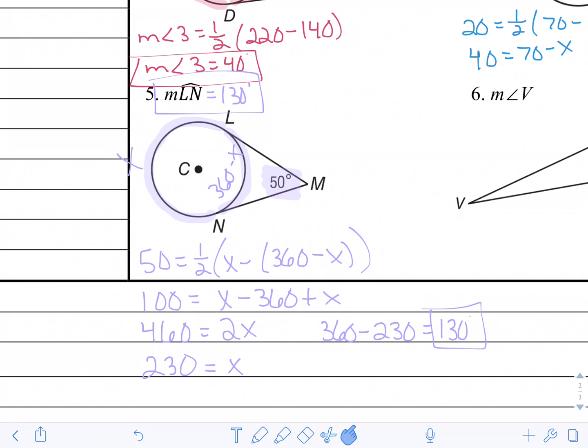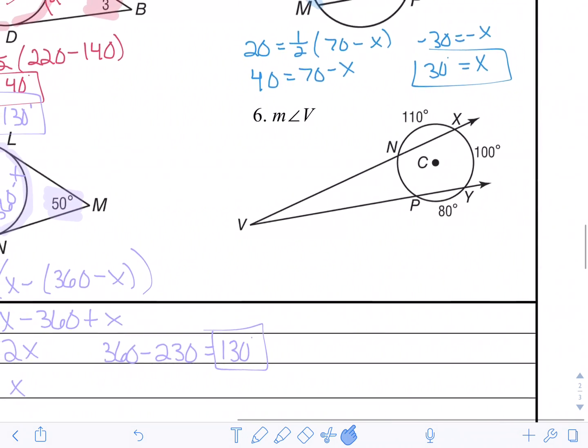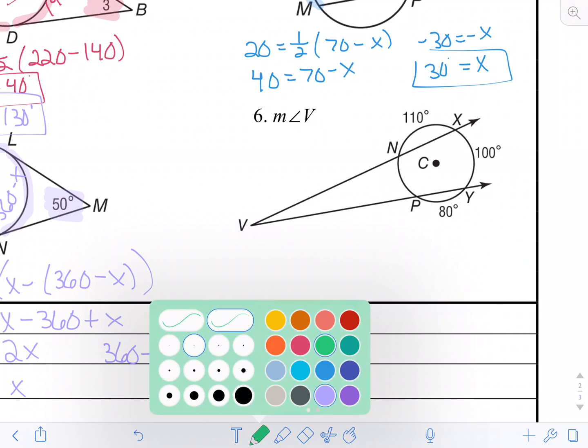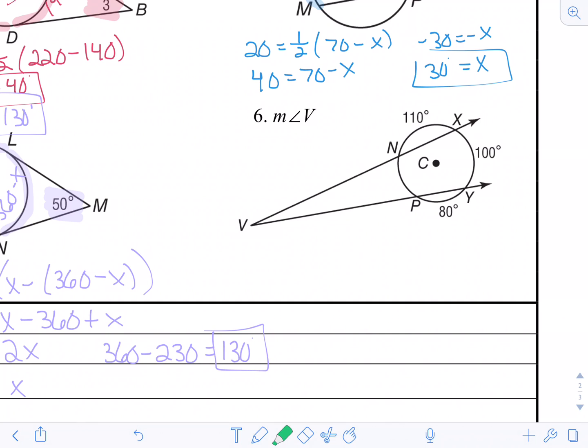Okay. All right, last one. This one's not as much work. So let me find a good color for this. You're trying to find the measure of angle V, which is your exterior angle out here. So you need to know these two arcs. Well, I already have arc XY is 100 degrees. To figure out NP, all you have to do is add up the other ones and take that away from 360. Whenever I add up these other pieces and take it away from 360, I end up getting 70 degrees. So this is going to be 70.